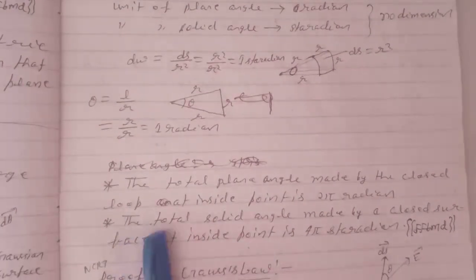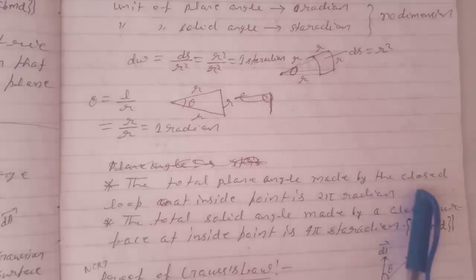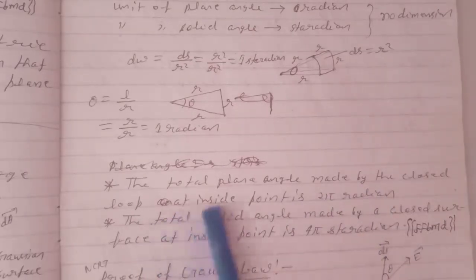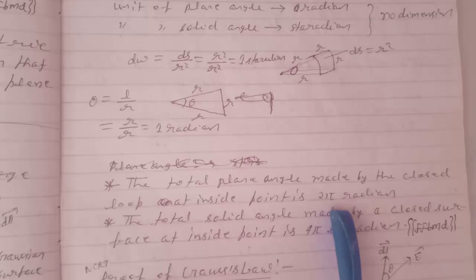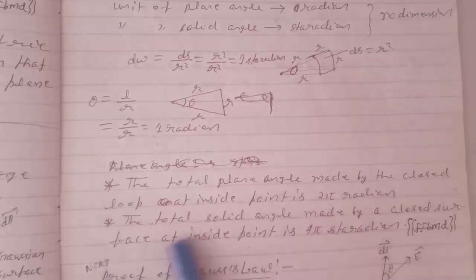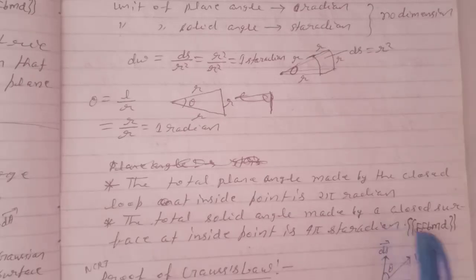Now the total plane angle made by a closed loop at an inside point is 2 pi radian. The total solid angle made by a closed surface at an inside point is 4 pi steradian.